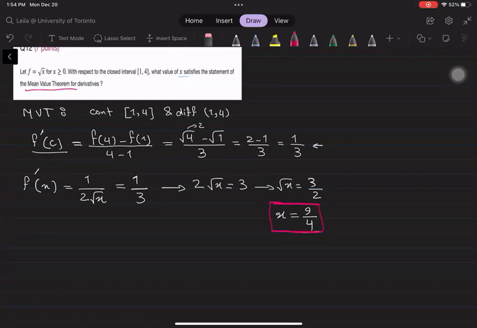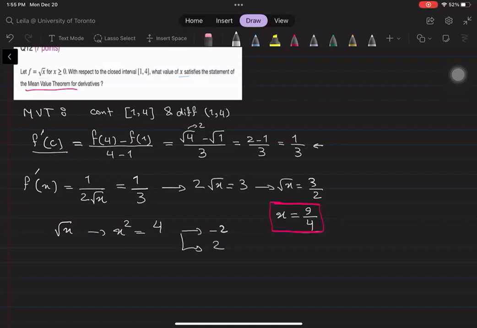I'd just like to ask, would you have to list down multiple answers if, depending on the function itself, there may or may not be multiple answers? Yeah, you would have to state it, because consider if this wasn't square root of x, so you have x squared equals 4, then you would have 2 answers. So it says what value of x, so you say 2 values, minus 2 and 2 satisfy.